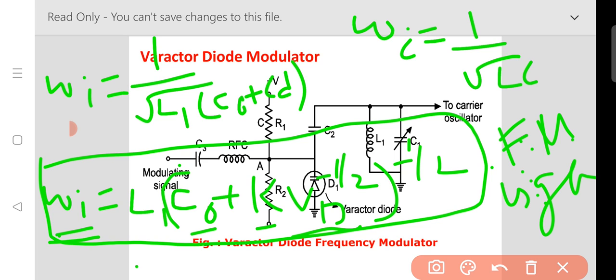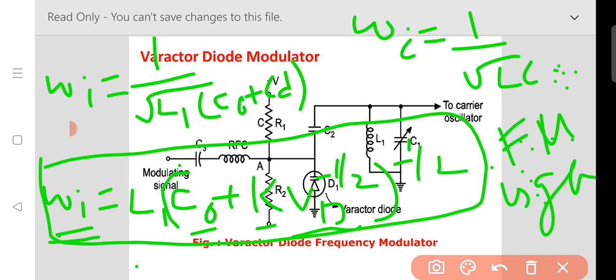It means a voltage controlled oscillator. When the input voltage changes, the output oscillation frequency of the VCO changes. That is the scenario in this circuit. I hope you understand this concept, the varactor diode modulator. Using this modulator, FM is generated directly. That's why it is direct FM generation.